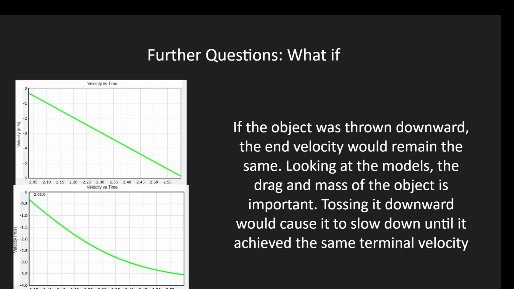What if the object was thrown downward? The end velocity would remain the same, and looking at the models on your left hand, you can see that the drag and the mass of the object are very important. Tossing it downward would cause it to slow down until it achieved the same terminal velocity.